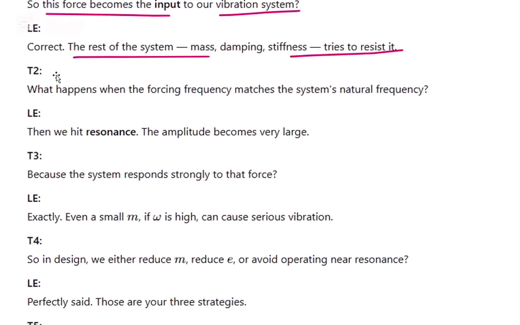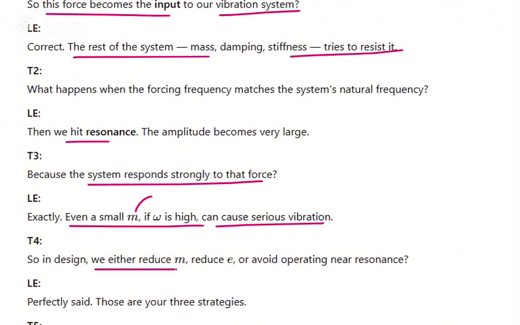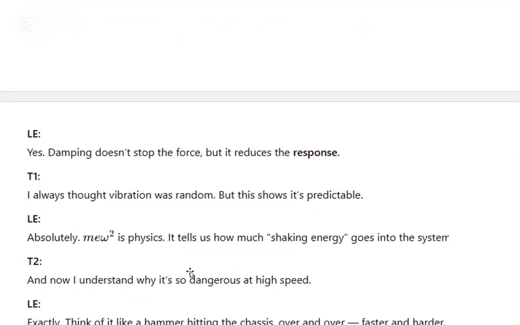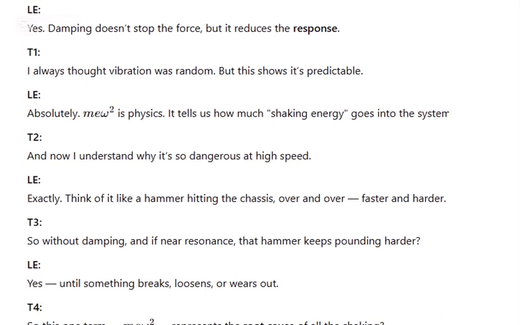So what happens when the forcing frequency matches the natural frequency? Then we get resonance. The amplitude becomes very large because the system responds strongly to that force. Even a small m, if omega is high, can cause serious vibration. So in design, we either reduce m, or reduce e, or avoid operating near resonance. Those are the 3 strategies. Damping does not stop the force, but it reduces the response.